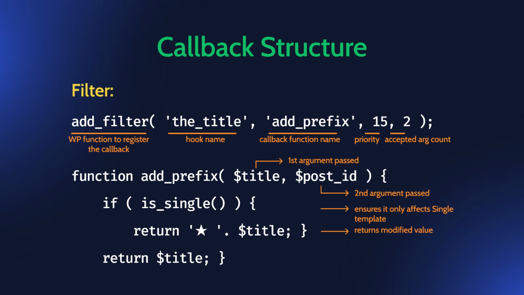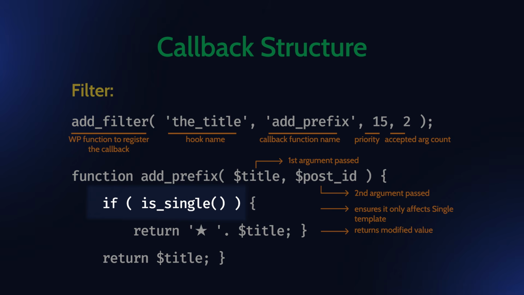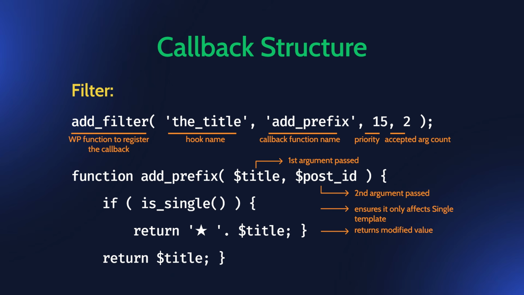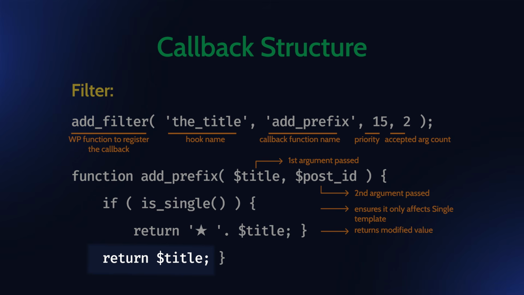In this case, I set it to 2 because the hook passes 2 values. Inside the function, it checks whether it's a single post template, and if so, it adds a star before the title. A filter must always return a value even if nothing is changed.